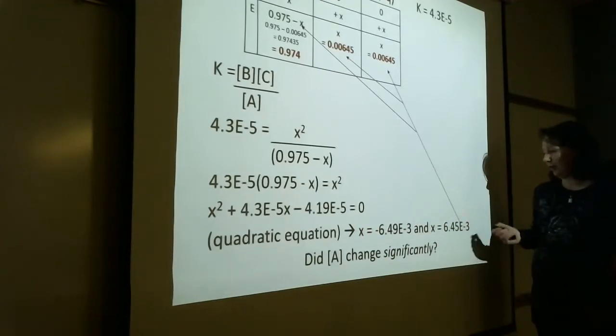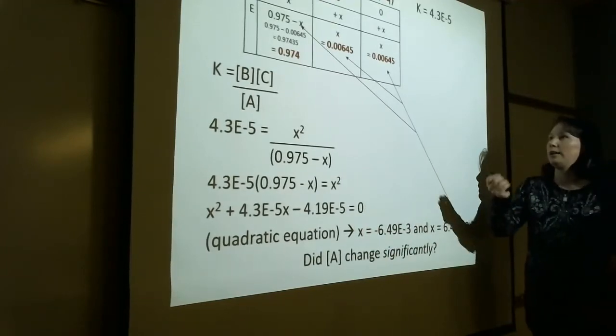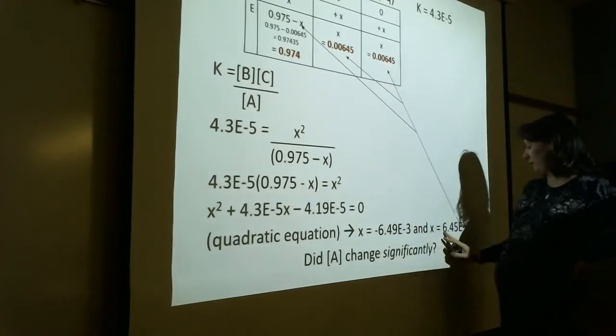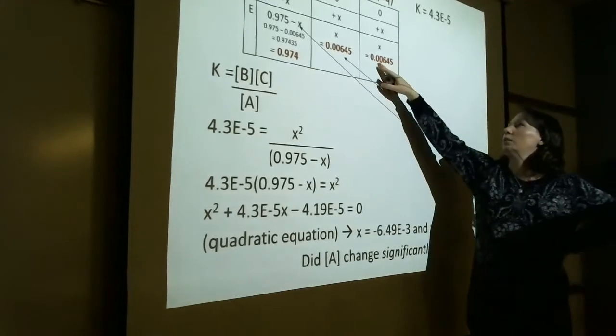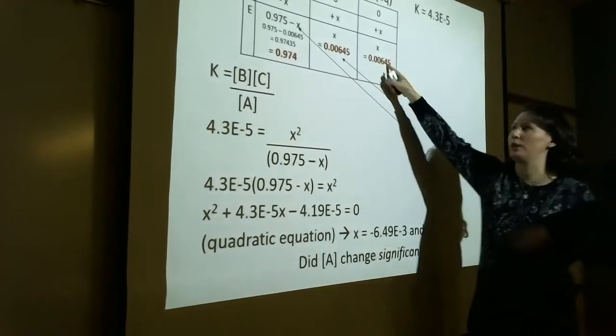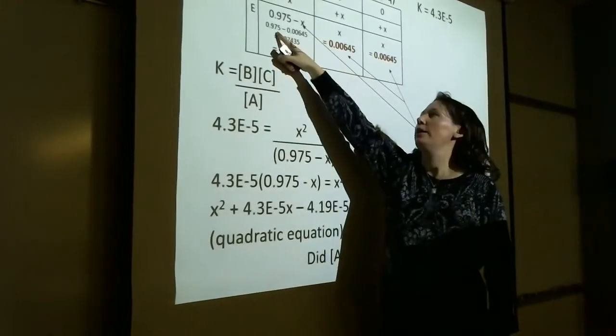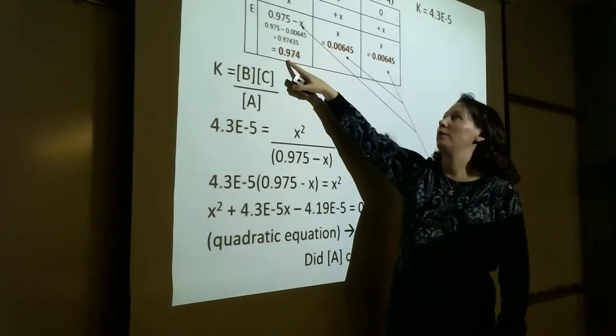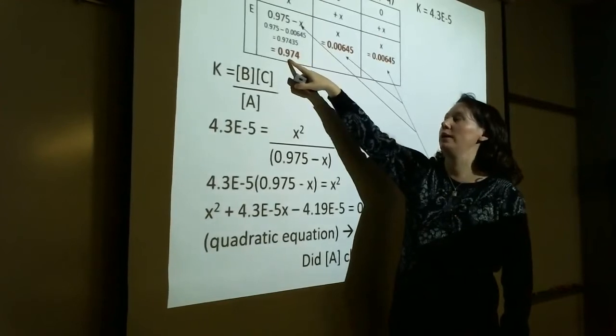This is my answer that I get, right? So I plug that in. I just expanded it because this is 6.45 times 10 to the negative 3rd. 1, 2, 3. 6.45 times 10 to the negative 3rd. Okay? Plugging in x right here, 0.975 minus 0.00645. Now rounding my final answer to 3 sig figs, I get 0.974.